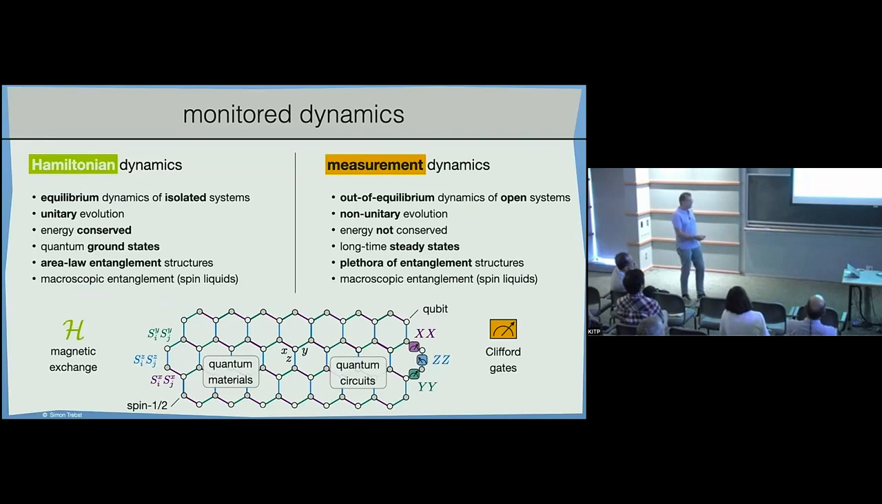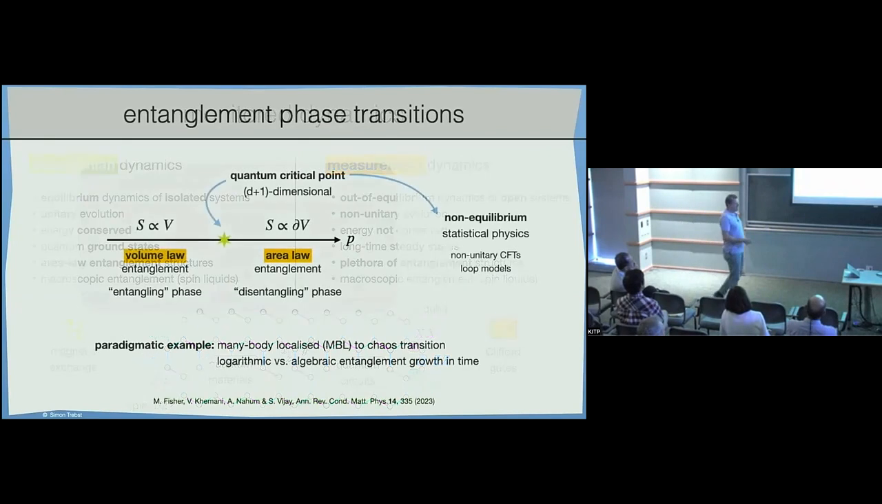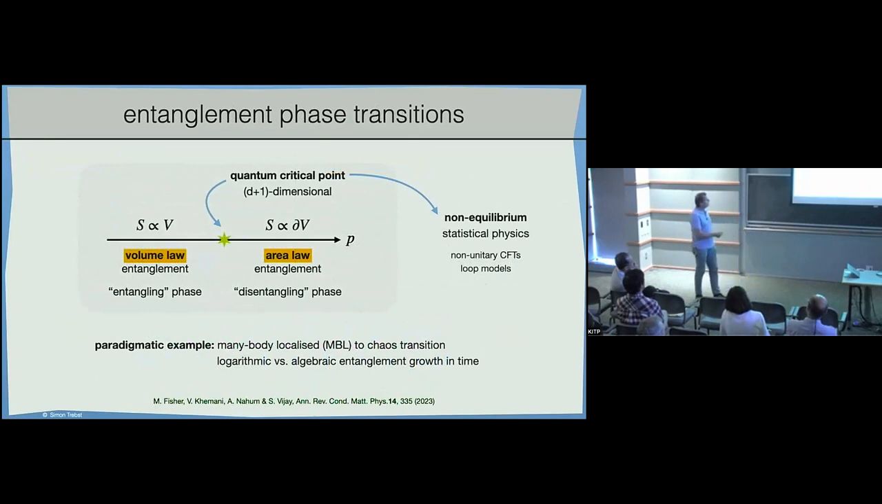Okay, so monitored or measurement dynamics is what we will do, and something that you can do in these monitored systems is that you can drive transitions between different entanglement structures. So for instance, you can vary some parameter and go from volume law entanglement to area law entanglement, from a phase that is entangling to a phase that is disentangling. And probably the paradigmatic example for that is many body localization versus chaos.